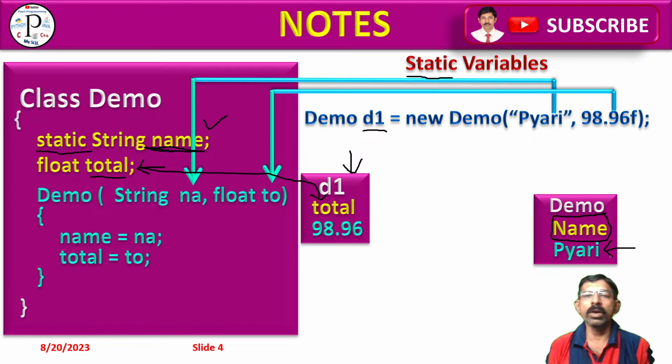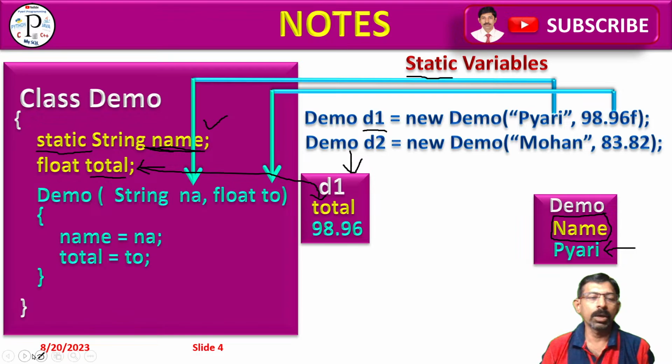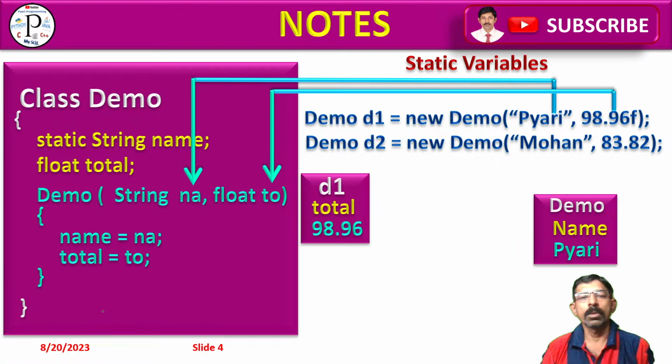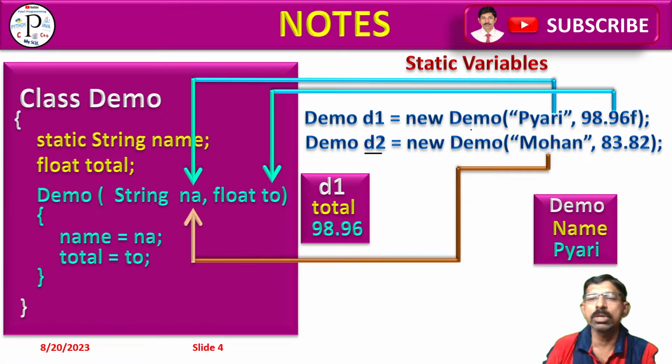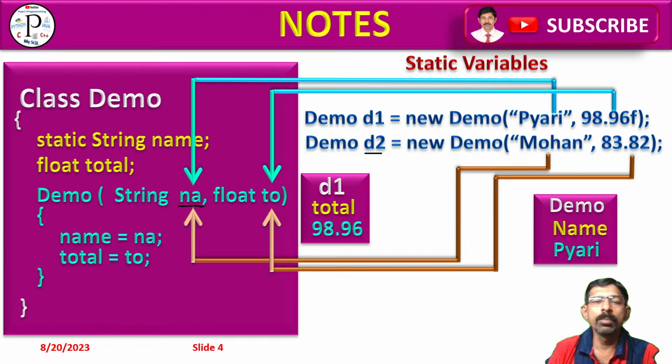Now the real effect will be seen when I create a second object. Now you can understand where the differences come from. Look at this: when I'm creating an object D2, what will happen? Again the same process. Mohan will be assigned to NA and 83.82 will be assigned to TU. Again, NA will be provided to name. But which name? The common name over here. It will refer to this one because this is a class variable.